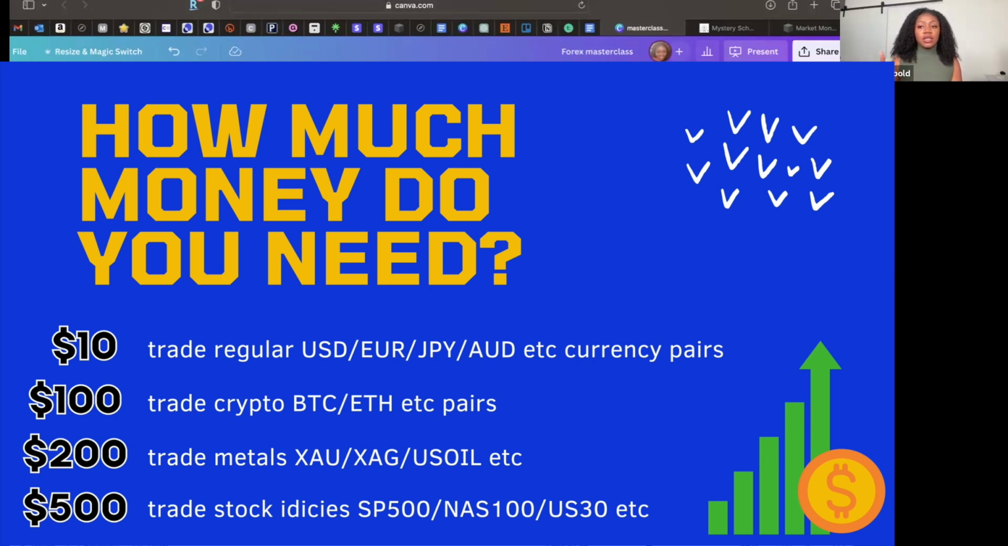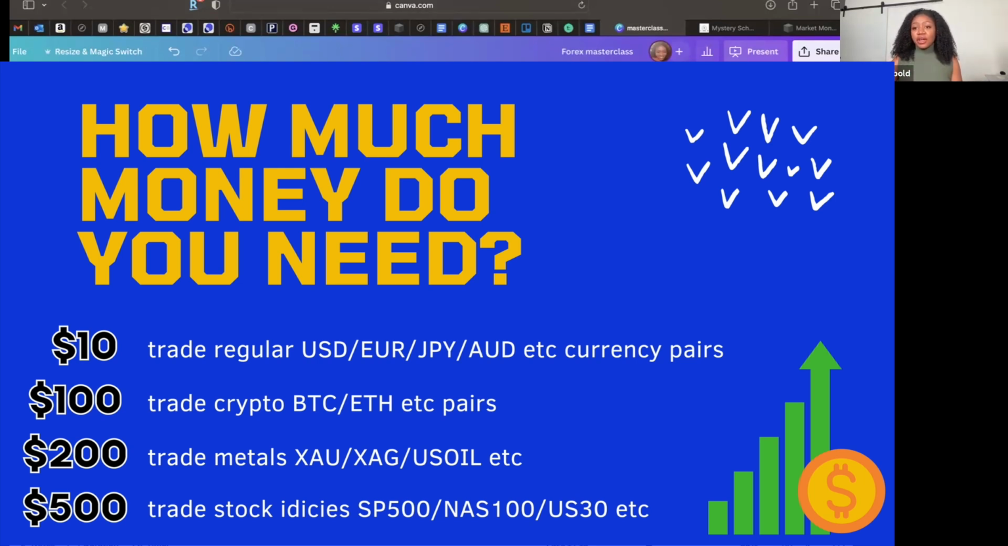So this is gold, which is XAU, silver, which is XAG, and I'm including US oil in a metal category because of how much it costs, even though it's technically not a metal. But you can start trading oil if you have at least $200 to trade with.